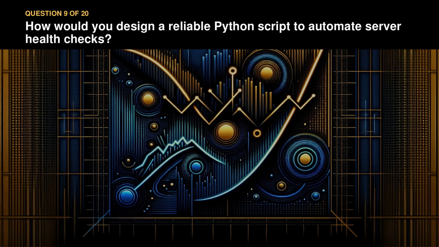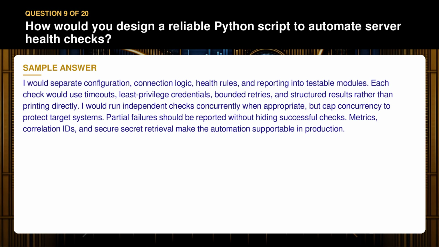Question 9. How would you design a reliable Python script to automate server health checks? I would separate configuration, connection logic, health rules, and reporting into testable modules. Each check would use timeouts, least privilege credentials, bounded retries, and structured results rather than printing directly. I would run independent checks concurrently when appropriate, but cap concurrency to protect target systems. Partial failures should be reported without hiding successful checks.